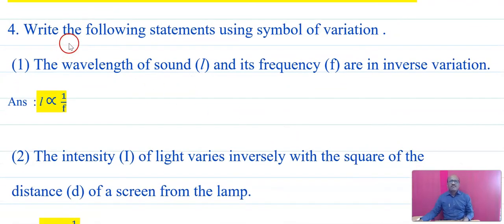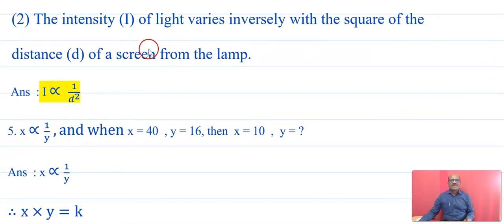Now the next problem, write the following statement using symbols of variation. The wavelength of sound L and its frequency f are in inverse variation. Now again I will repeat this problem. The wavelength of sound L and its frequency f are in inverse variation. That is L is inversely proportional to f. The intensity I of light varies inversely with the square of the distance d of the screen and the lamp. Therefore, here I is inversely proportional to d square.